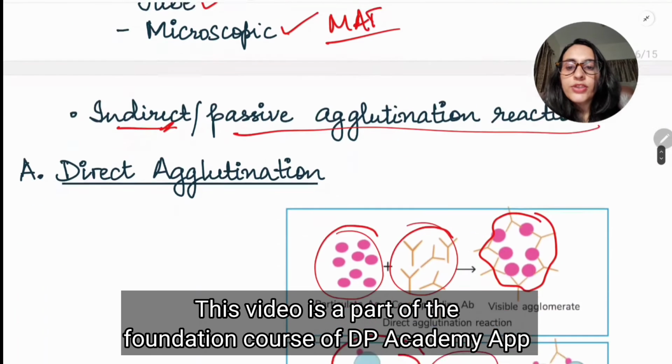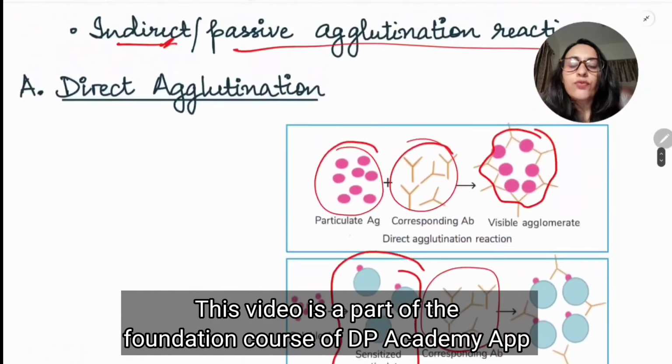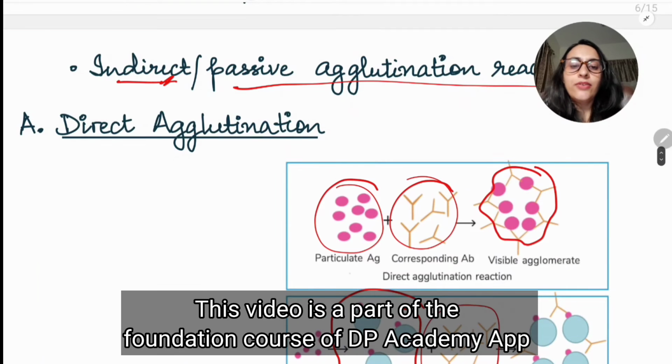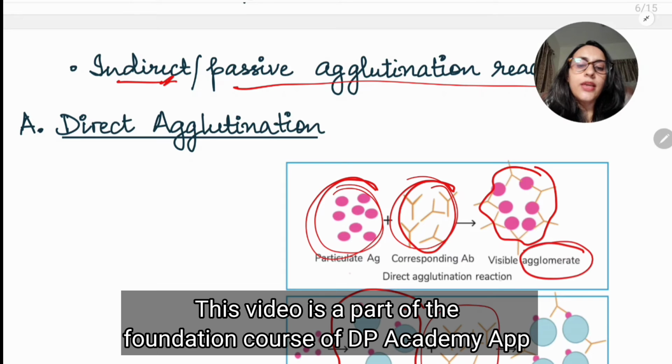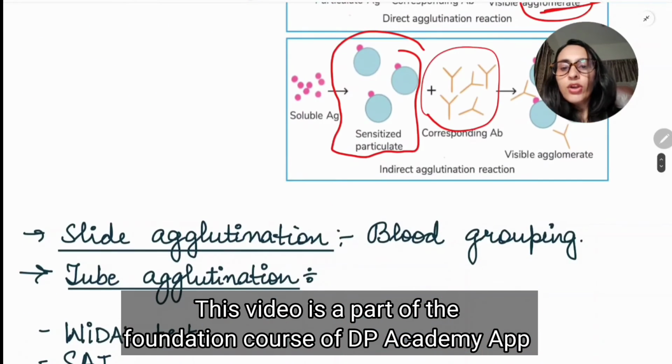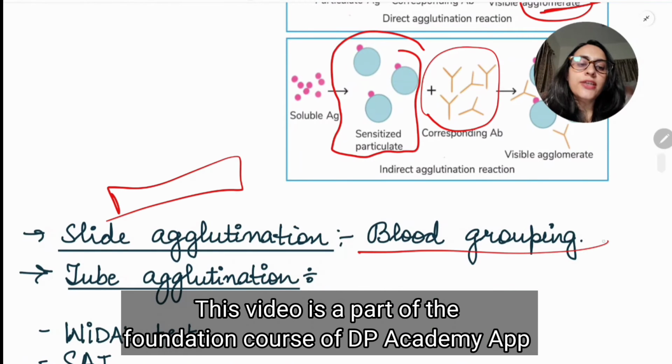Then indirect agglutination reaction is one in which we are going to first make the antigen soluble and then react it. So direct agglutination reaction is when antigen is added to the antibody, and directly there is an agglutination reaction. Agglutination is done directly. When it is done on a slide, it is known as slide agglutination reaction.